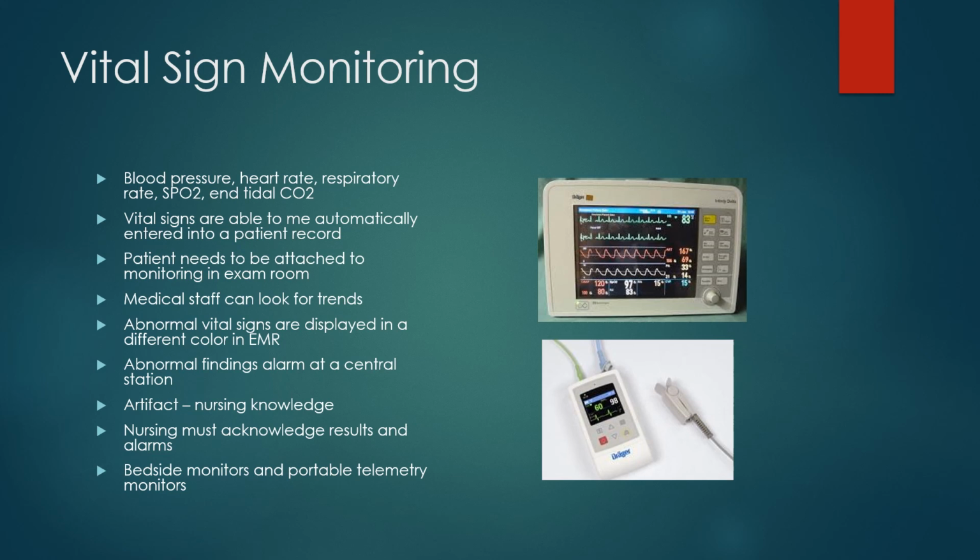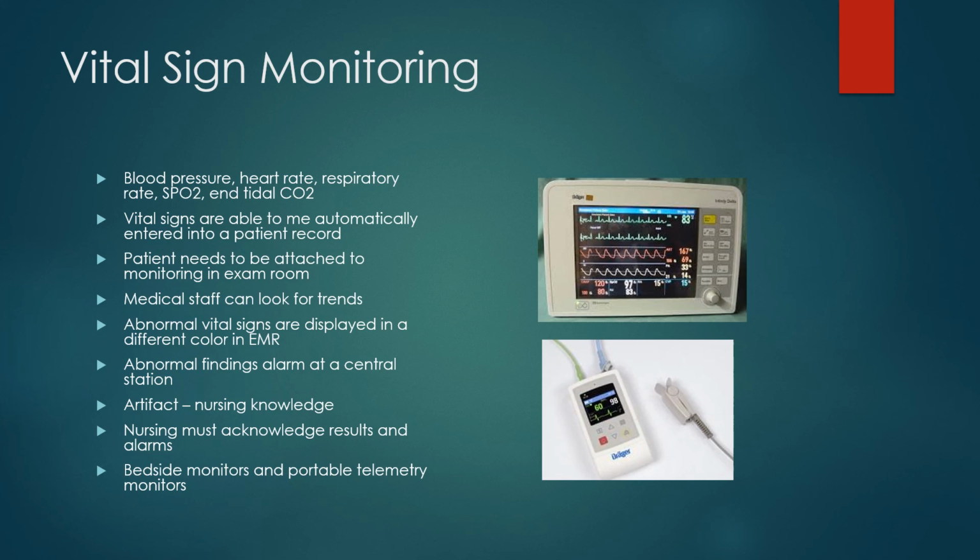So I can pull vital signs every half an hour. I start to see that my patient's getting hypotensive or getting tachycardic, and I know that we need to intervene, give some fluids, find out why the patient's getting hypotensive. They look shocky. Abnormal vital signs are also displayed in a different color in the EMR.